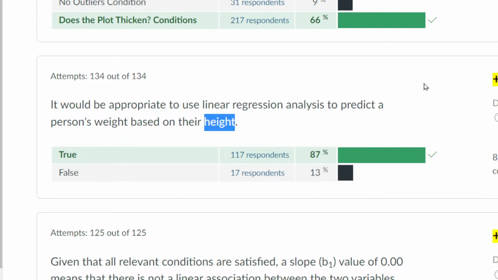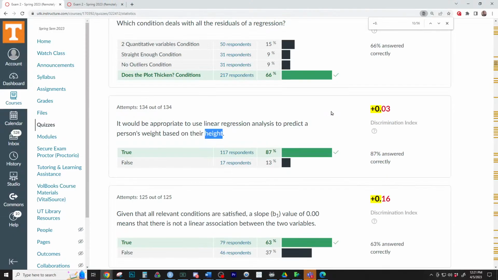So why? Two quantitative variables. Boom. That's literally it right there. Two quantitative variables, so it is appropriate. If we have two quantitative variables, we can do linear regression. Oh, well, it's interesting to see.